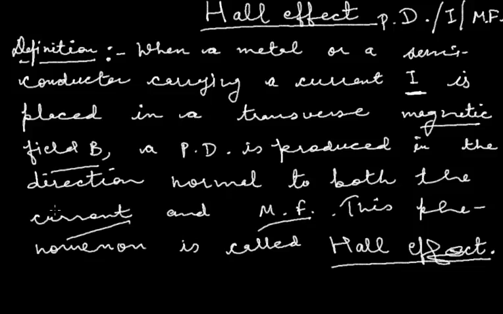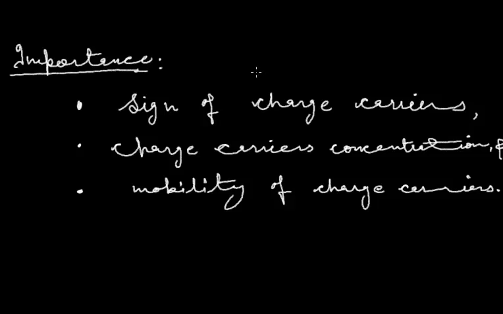Now what is the importance of Hall effect and why do we use it? We use Hall effect to determine a few things about the specimen. First thing is the sign of charge carriers, either positive or negative, which means the charge carriers are holes or electrons in the specimen. In other words, we can find out the type of semiconductor, either N-type or P-type, with the help of Hall effect, right?